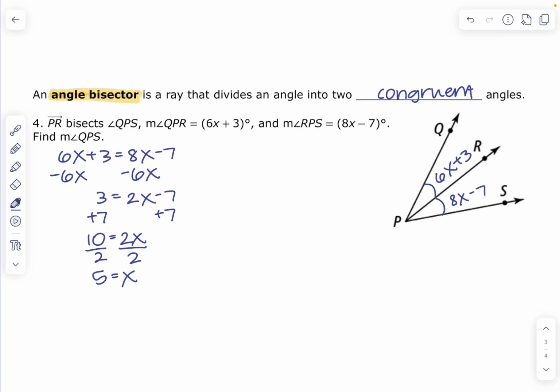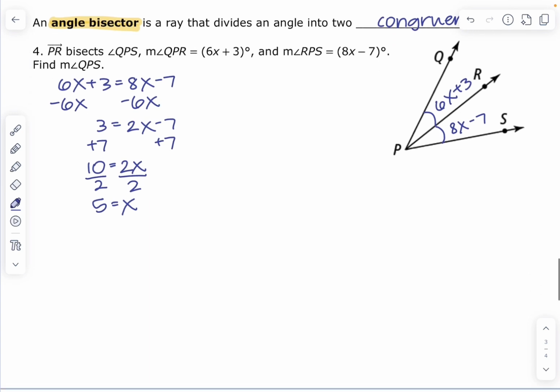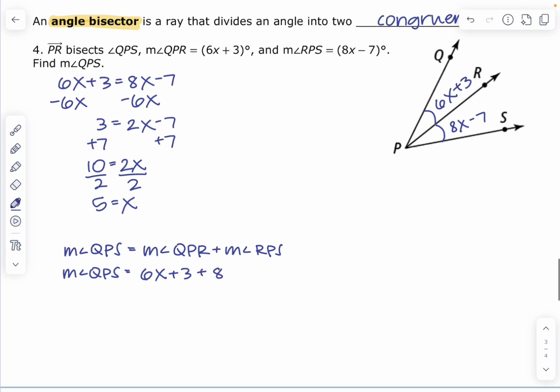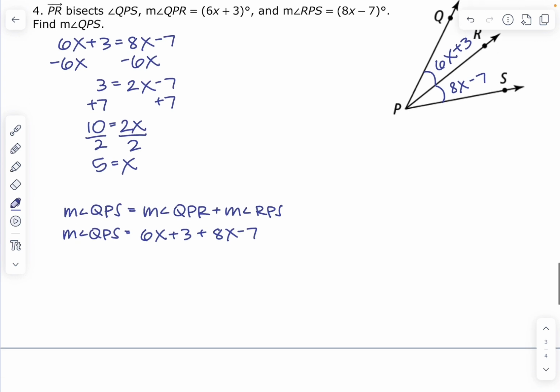Bringing it back to our angle addition postulate, I know that these two parts are equal to my whole, right? So I know that the measure of angle QPS is equal to the measure of angle QPR plus the measure of angle RPS. And based on the information above, I know that the measure of angle QPR is 6x plus 3, and I know that the measure of angle RPS is 8x minus 7.